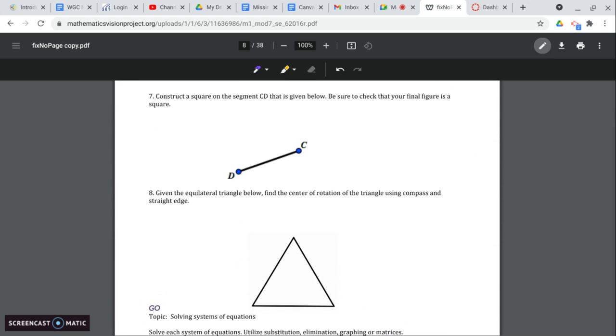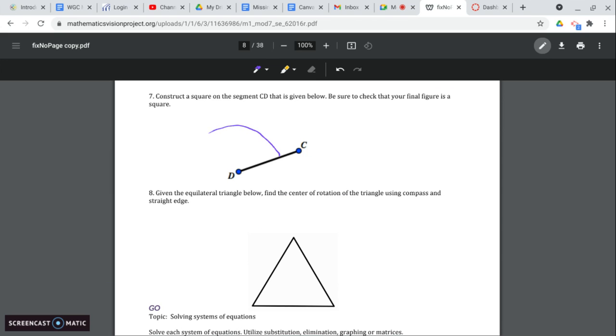All right, so the one we're going to do together here are the two most complicated. So for 7, we want to construct a square on the segment CD that is given below. Be sure to check that your final figure is a square. So first thing we want to do is draw two circles, one centered at D, one centered at C, that intersect to give us our midpoint. So we want them to be the same size.